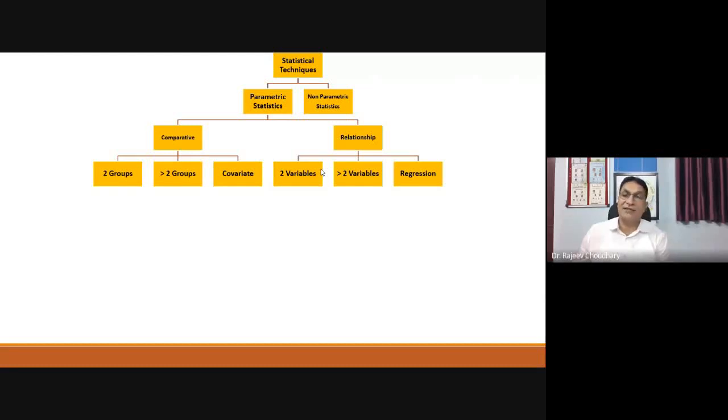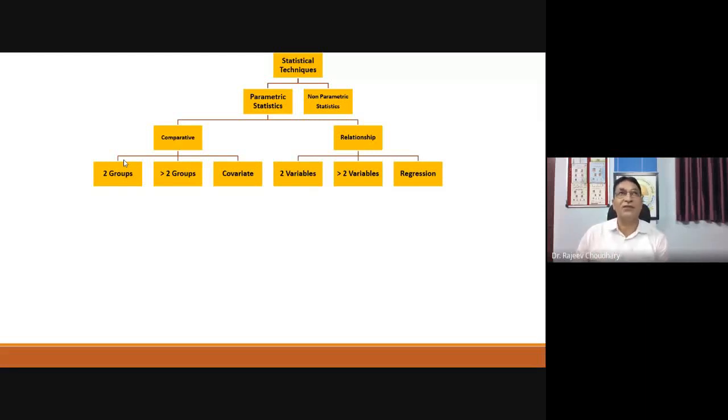Why? The concept should be clear, otherwise we will not be able to proceed effectively. Let's start with the first type of comparison, the comparison between two groups, how to conduct these types of studies. The technique which is used to compare two groups is known as a t-test. T-test is a statistical technique used to find out the significant difference between the means of two groups.